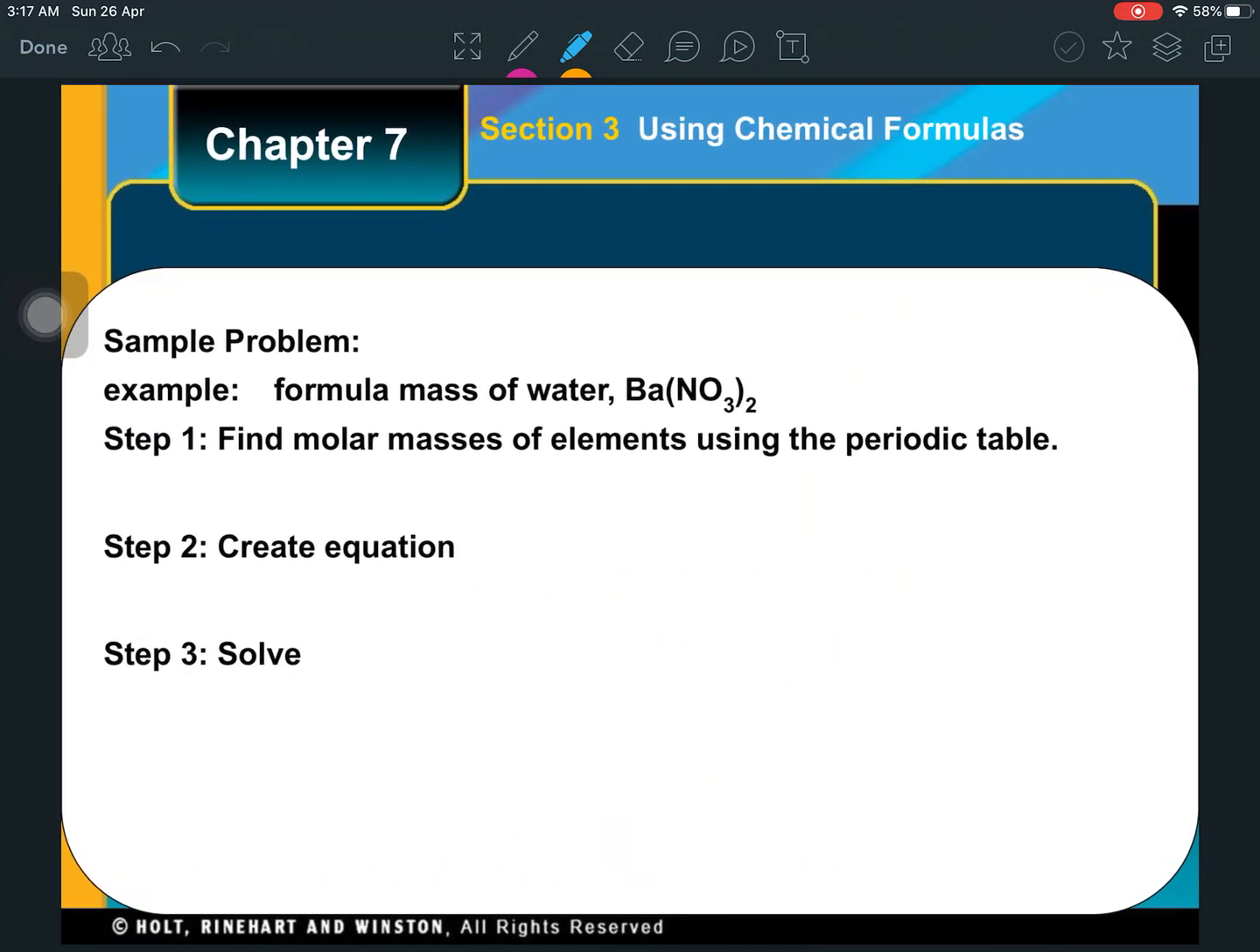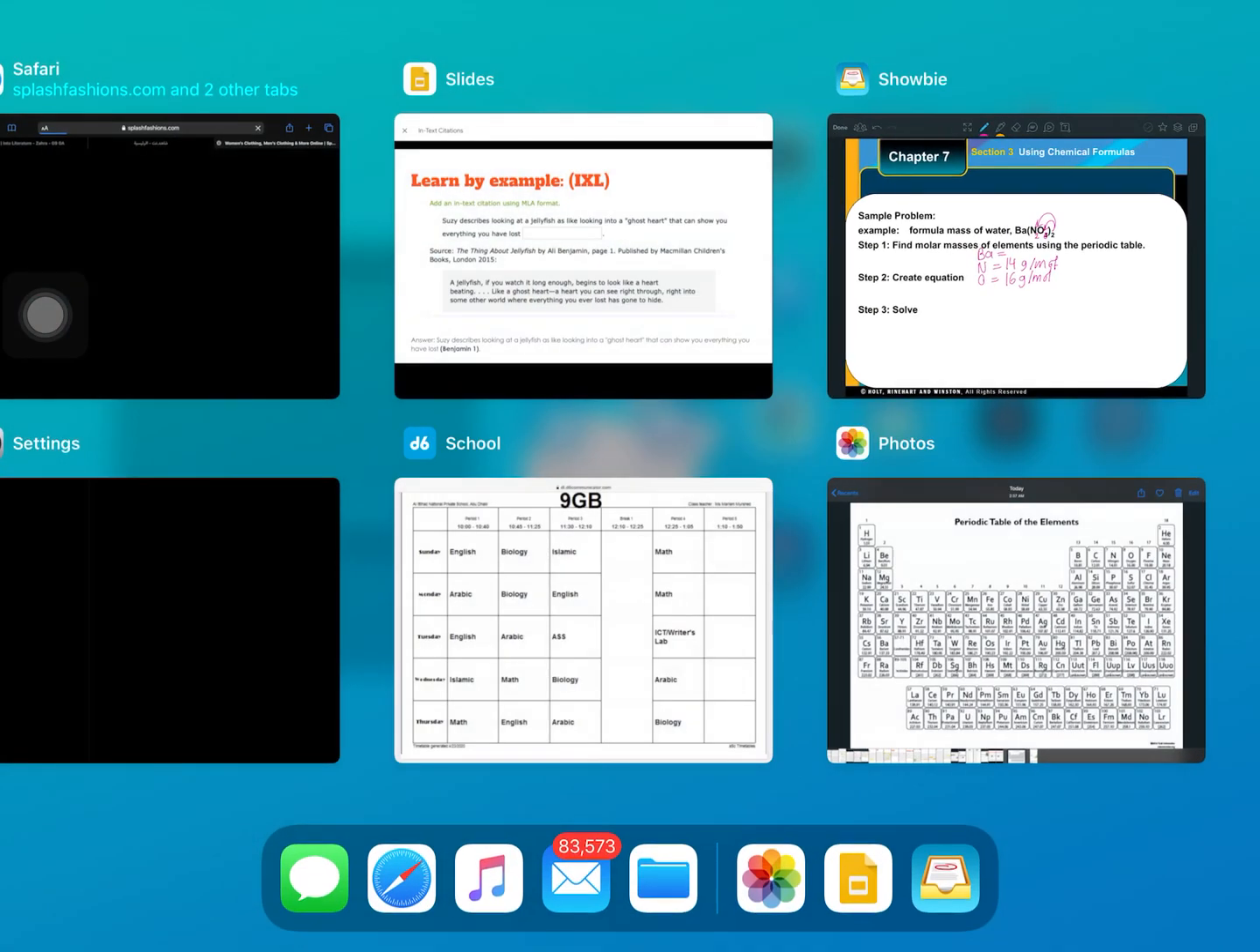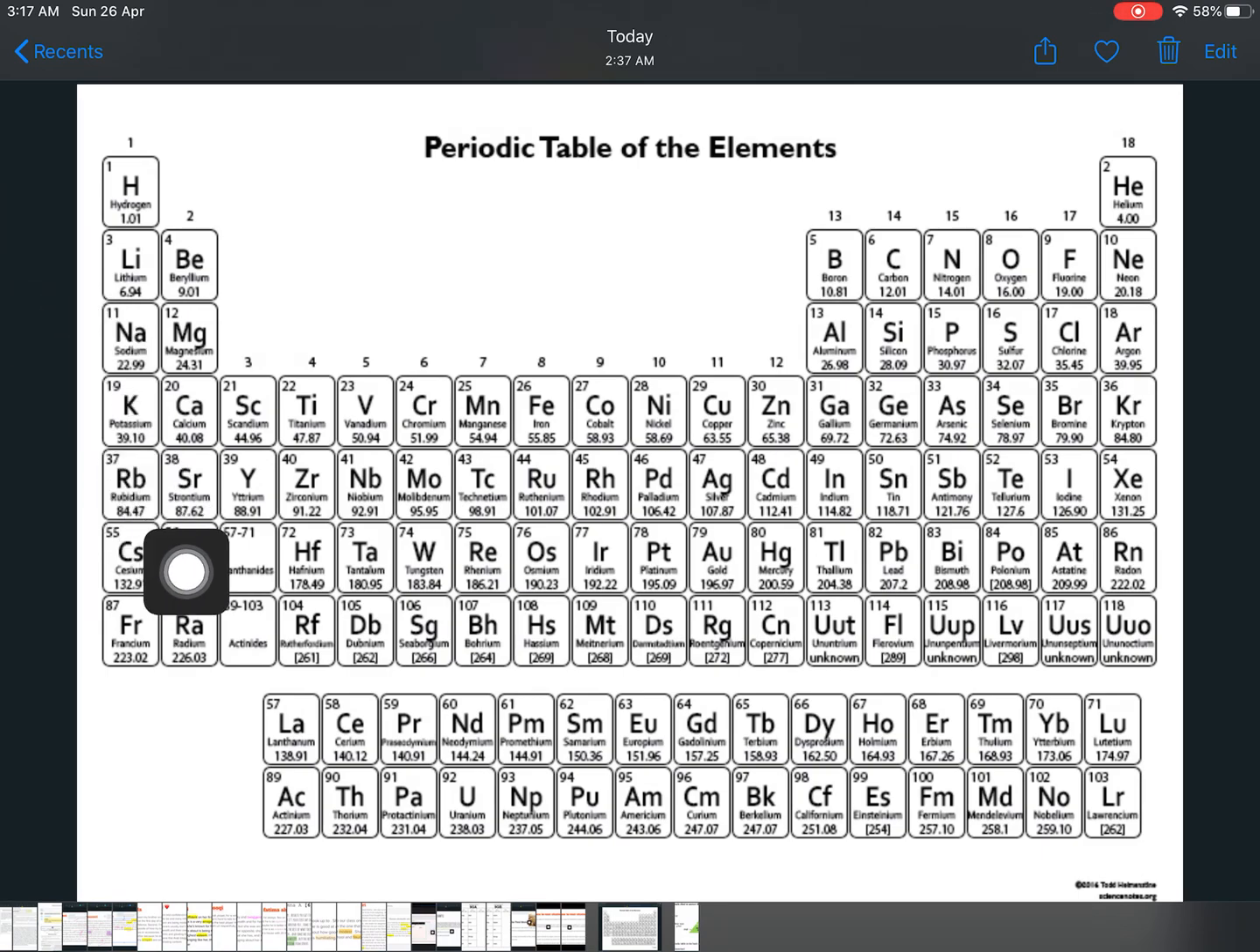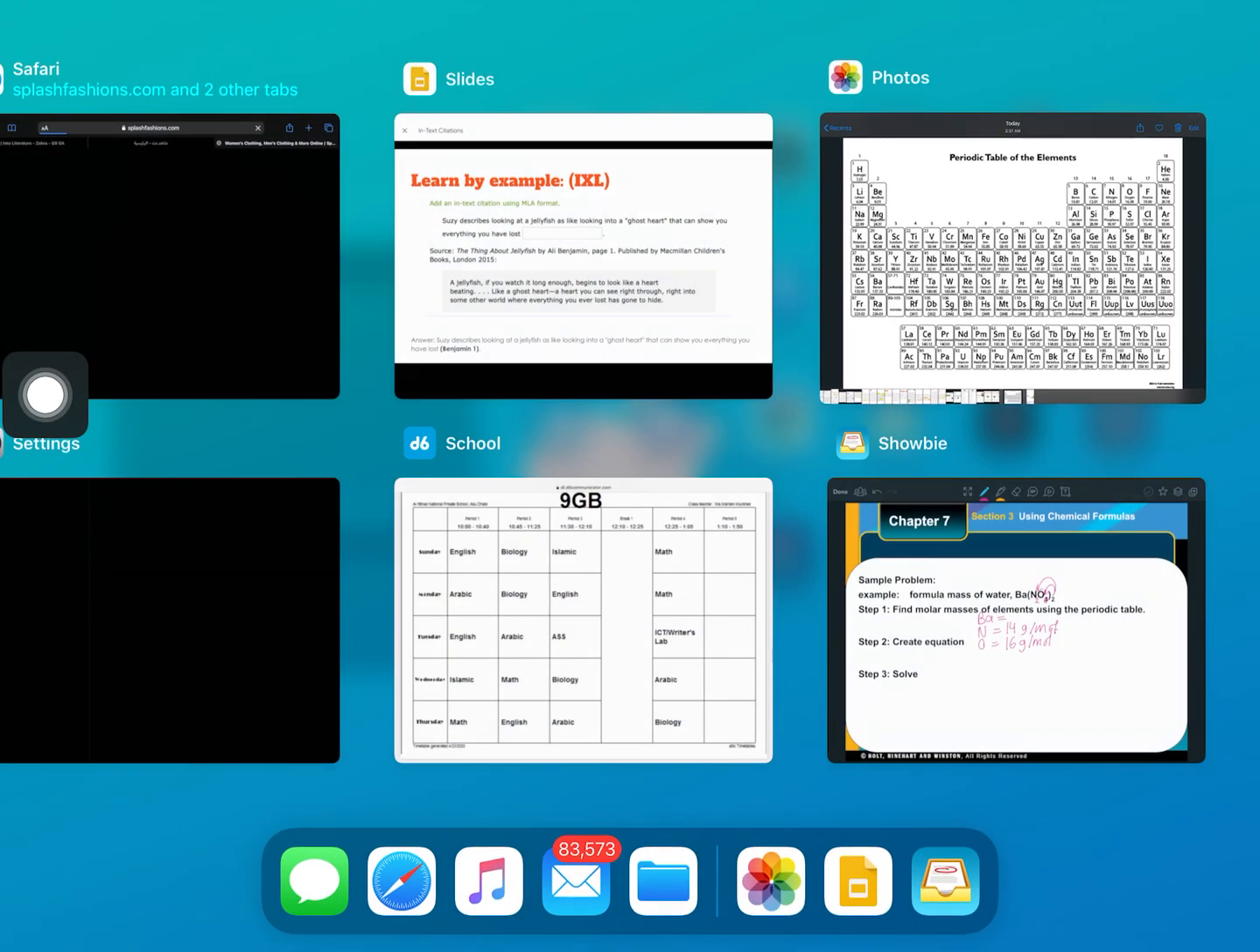All right, and now let's try one more. So first of all, we know that we have 2 nitrogens and 6 oxygens. It's because the 2 goes here, 3 times 2 is equal to 6, okay? So we have barium, we have nitrogen, and we have oxygen. Let's find their masses. So I know just from myself, this is 16 grams per mole, and nitrogen is 14 grams per mole. Now let's go and find barium. Let's just double check. Yes, barium is right down here. It's 137.33 grams per mole.